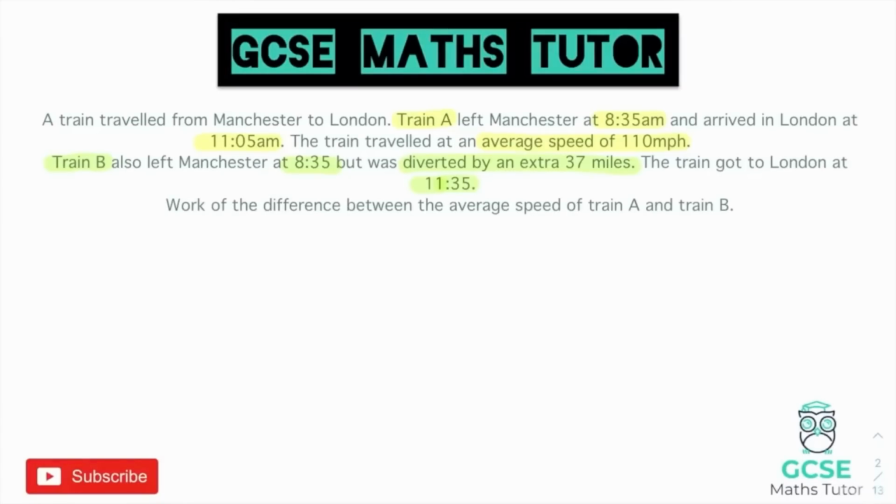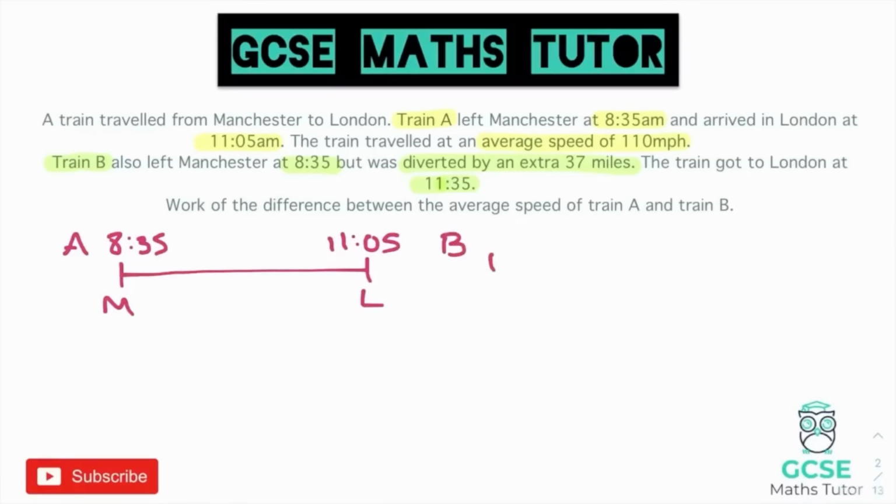Okay, so for this one, we actually have 2 separate journeys. We have train A, which is going to leave Manchester to London. If we label that up, and put the times in as well, we can work this out. So Manchester to London, it leaves at 8:35, and it gets there at 11:05. Again, you don't necessarily have to draw these diagrams, but it helps us to visualise it. We have train B, and that is going to leave Manchester to London.